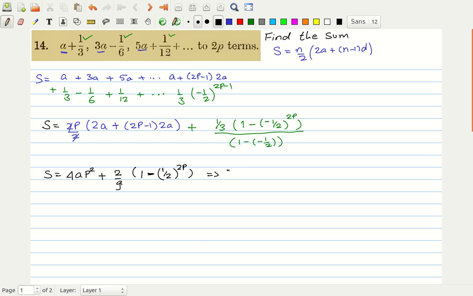Or you can write that S is equal to 4ap square plus 2 by 9 times 1 minus 1 by 4 to the power p, and we are done.